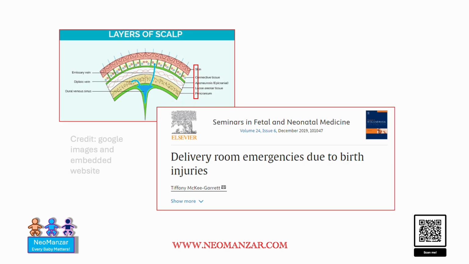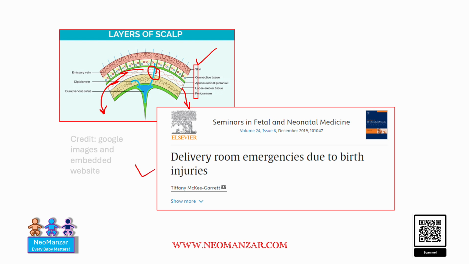I want you guys to remember the mnemonic SCALP. So this is the way: skin, connective tissue, epicranial aponeurosis, loose areolar tissue, and pericranium. As you can see, this emissary vein gets ruptured and causes bleeding in this loose area, which of course can go around the neck and all, and it can really be detrimental to the baby.